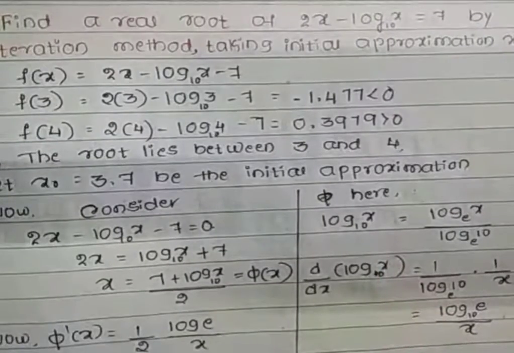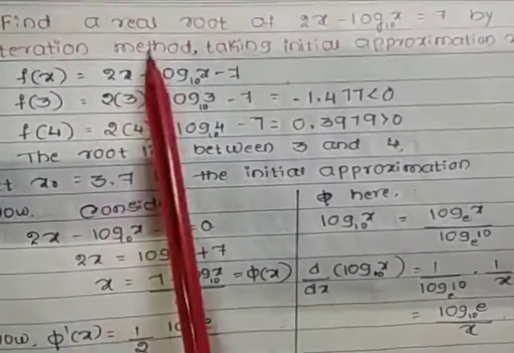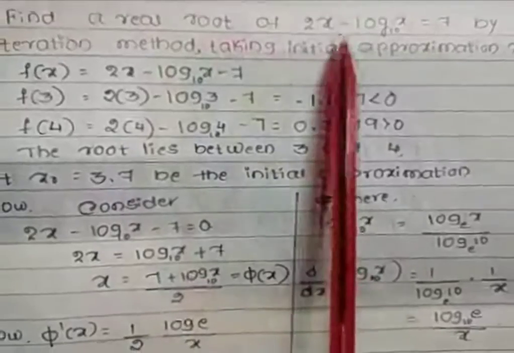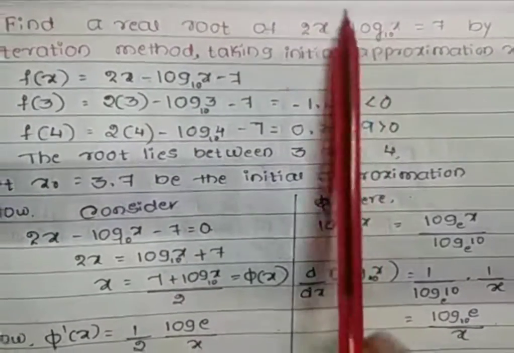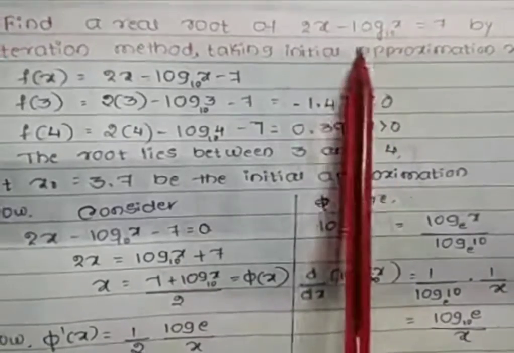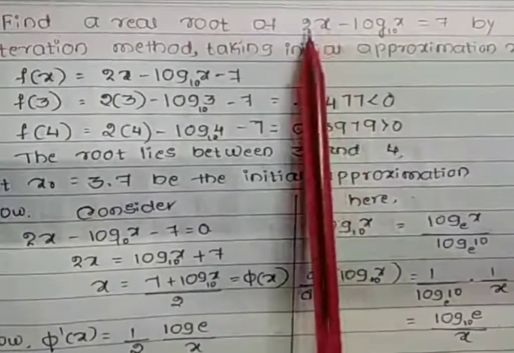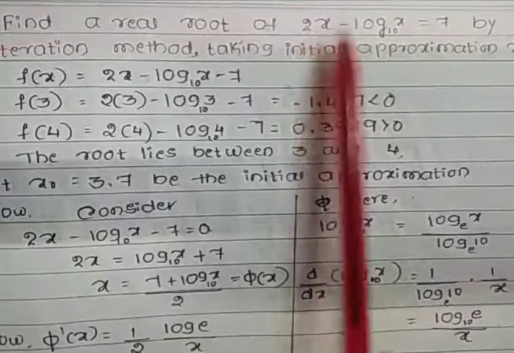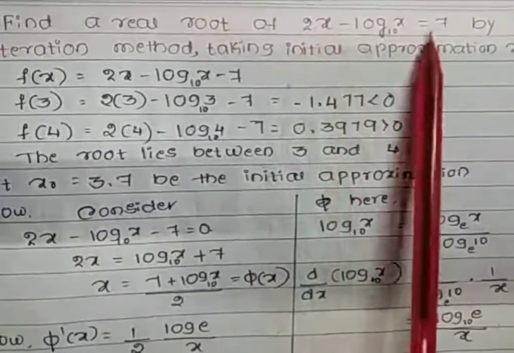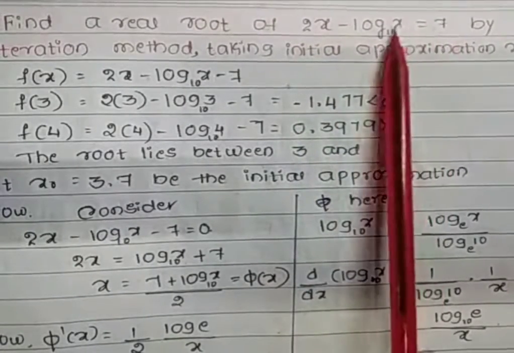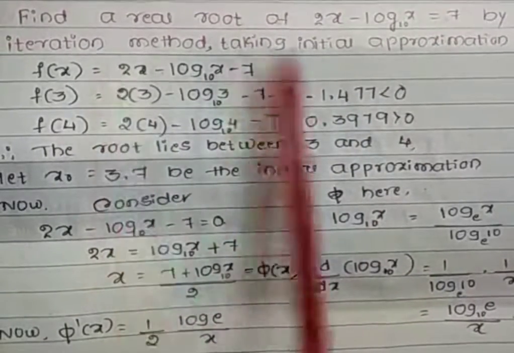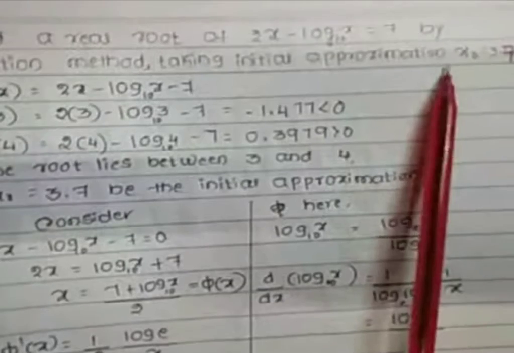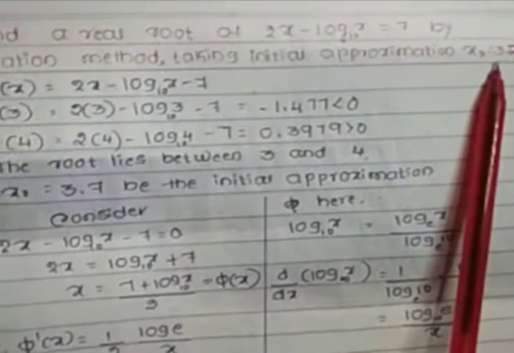So what is the given question here? We have to find the real root for this given transcendental equation. This is a transcendental equation because a logarithmic term is involved in the equation. So here the equation is 2x minus log x to the base 10, which is equal to 7. Its root we have to find using iteration method by taking initial approximation x naught as 3.7.